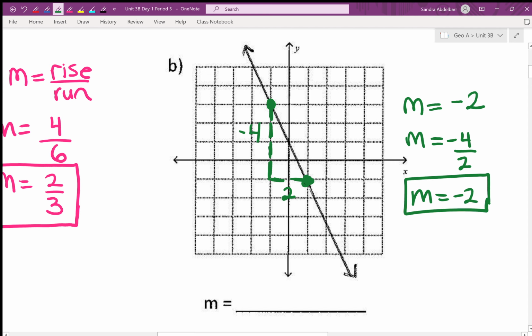Very good. Yes. I did rise from the bottom dot up to the top. So you went up 1, 2, 3, 4, and then you went to the left 1, 2. So then you got 4/-2, which is still -2. That's perfect.